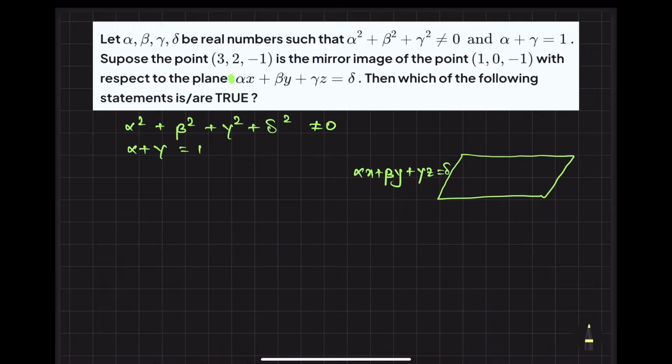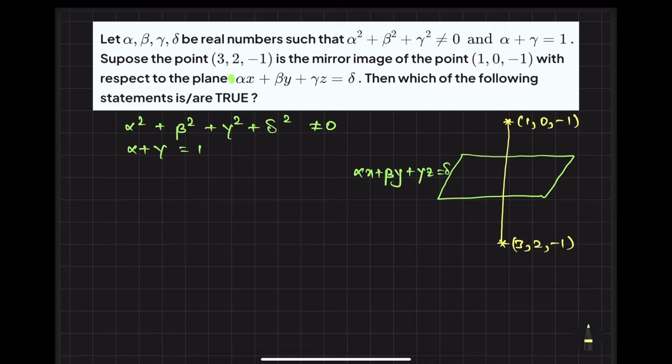Now, as they are saying, suppose the point is the mirror image of this. So we have a point (1, 0, minus 1) and its mirror image is somewhere here, and it is (3, 2, minus 1). Correct?